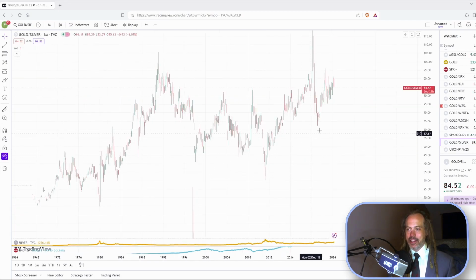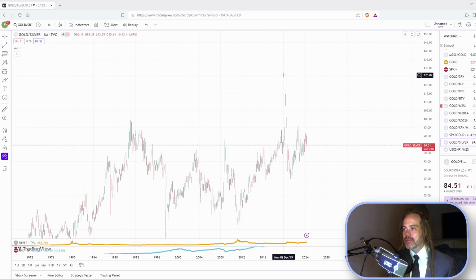As you can see, here it is. This is the gold to silver ratio. This represents how many ounces of silver it takes to equal 1 ounce of gold. In 1980, for example, you got to a low of about 15 ounces of silver to 1 ounce of gold. And then over here, in March 2020, it took 125 ounces of silver to equal 1 ounce of gold.